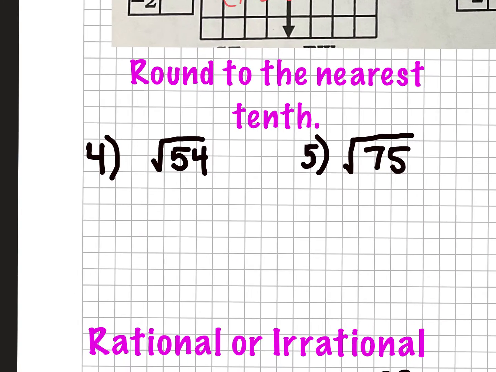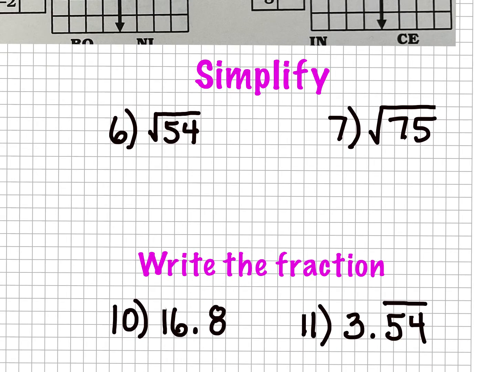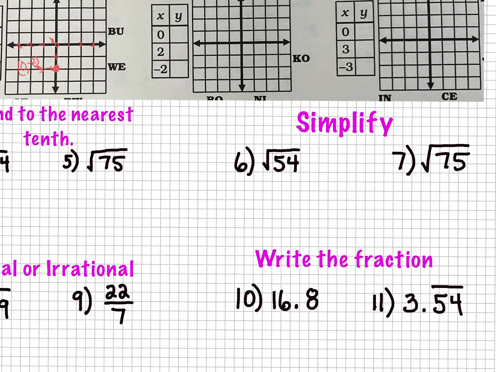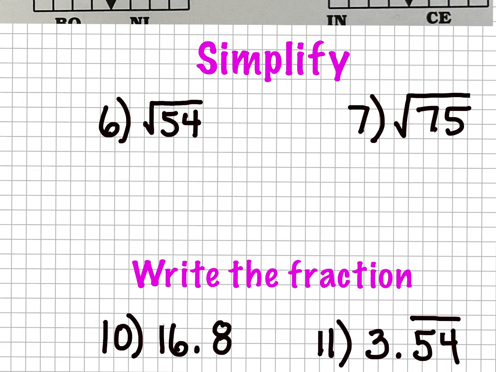Okay. Number 4 and number 5, round to the nearest tenth. Look across the room. Give me your best guess for the square root of 54 and the square root of 75 to 1 decimal place. Number 6 and number 7, I'll give you a hint. Remember, to simplify them, these are the same 54 and 75, and now we have 54 and 75. Simplify means to tell me exactly what they are, not an estimate. So we can do that.